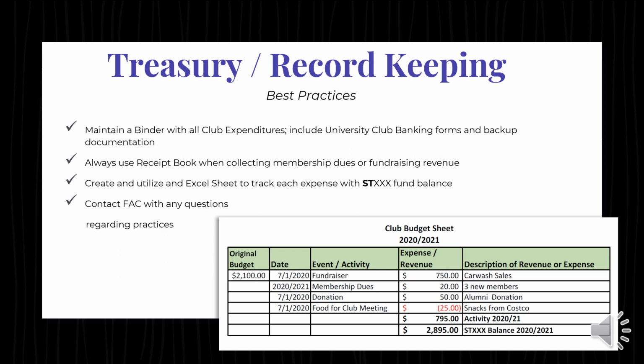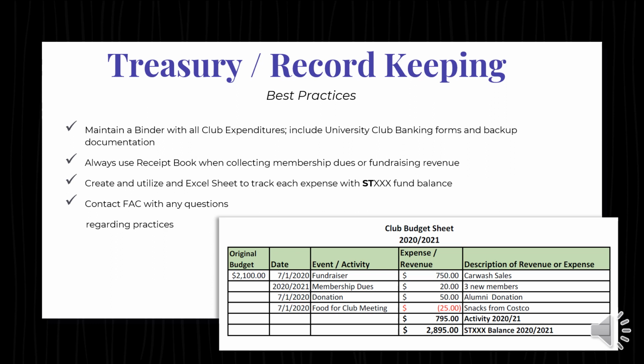Best practices for treasury and record keeping are listed here. We recommend keeping a binder or Google Drive with all student organization treasury documents, such as copies of transaction requests and backup documentation, receipts, invoices, etc. You should also keep copies of all processed deposit forms. Typically, the organization treasurer is responsible for maintaining these records.